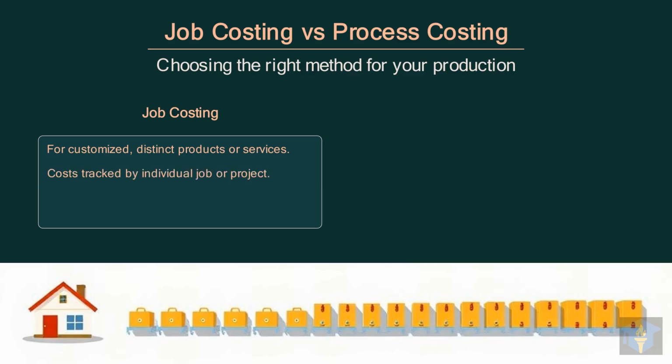With job costing, expenses are meticulously tracked and assigned to each individual job or project. Common industries include construction, consulting, and custom manufacturing, where each output is unique.